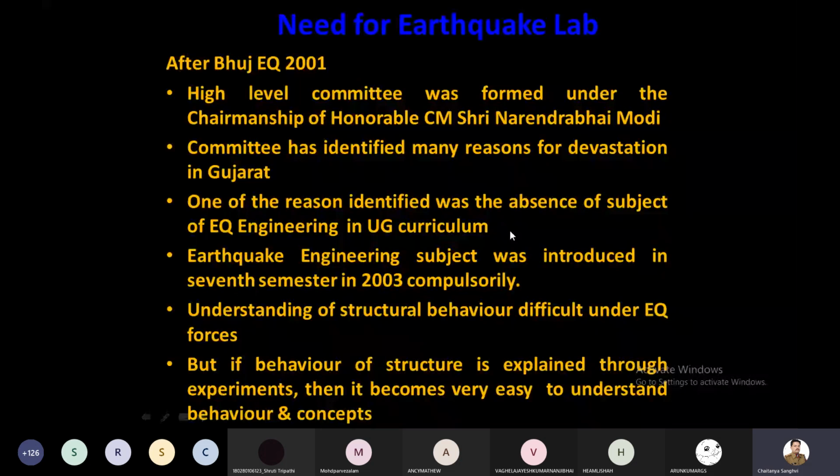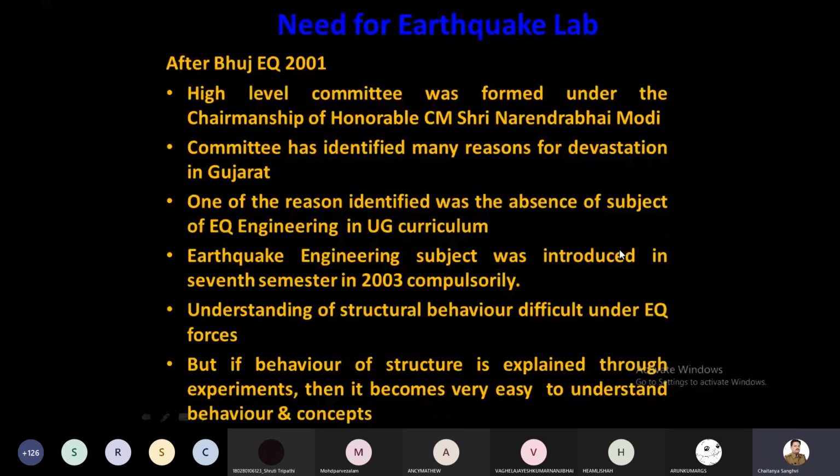If the element is stiffer, it is going to receive more load, right? And if your element is flexible, it is going to receive less load, right? So remember this: the lateral load due to earthquake is distributed as per the stiffness of the vertical element, right? And this understanding was not clear to civil engineers or structural engineers before 2001.